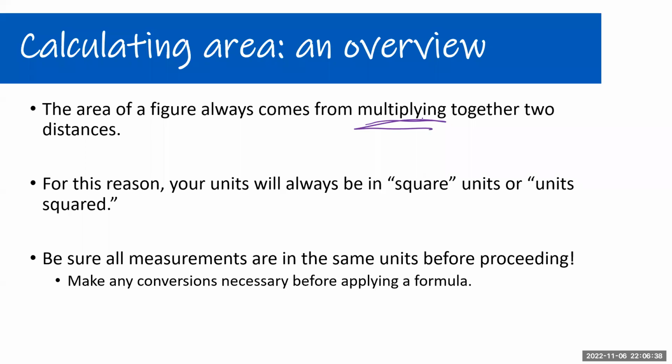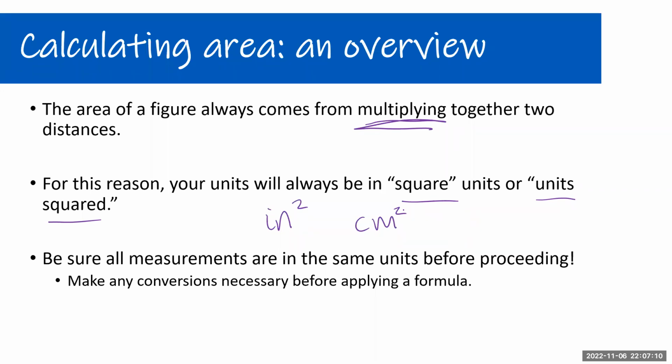Remember, with perimeter, we were just adding the edges. With area, we're going to be multiplying, okay? And for this reason, your final units for area calculations will always be in square units or in units squared, okay? So units squared or square units, it might be something like inches squared or centimeters squared. It's because you're going to be multiplying inches by inches to get squared inches, okay?